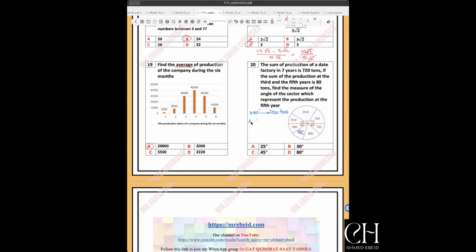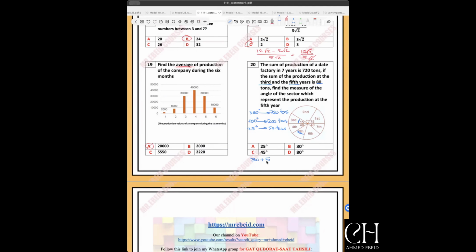It means if you have an angle of measure 100 degrees, its production is 200 tons. It's double. And also if you have a production of 50 tons, for example, its angle is 25 degrees. So let's go back to the question. We have the sum of production of the 3rd and the 5th is 80. So the 3rd, its angle is 15, so its production is double 15, which is 30.